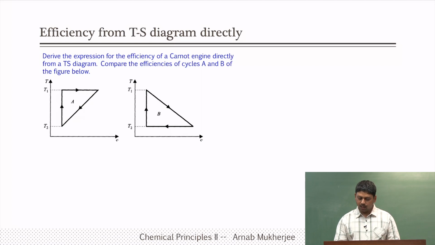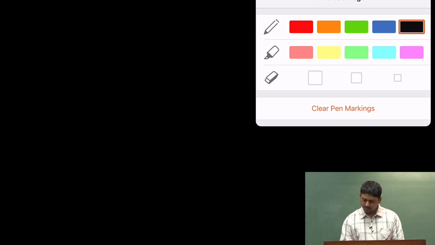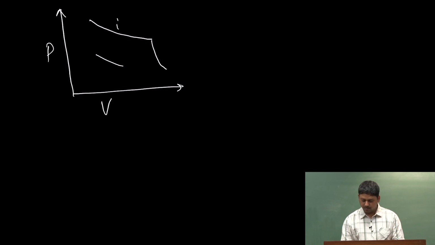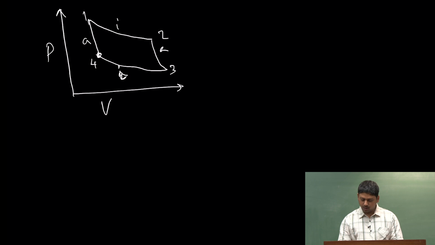Before we can do that, we should calculate the efficiency of the Carnot engine first from the TS diagram. For that, we are first going to draw the PV and TS diagrams. First, draw the PV diagram: it has an isothermal expansion process, an adiabatic expansion process, an isothermal compression process and an adiabatic compression process. Let us call the points 1, 2, 3, 4, and we can write the corresponding TS diagram.